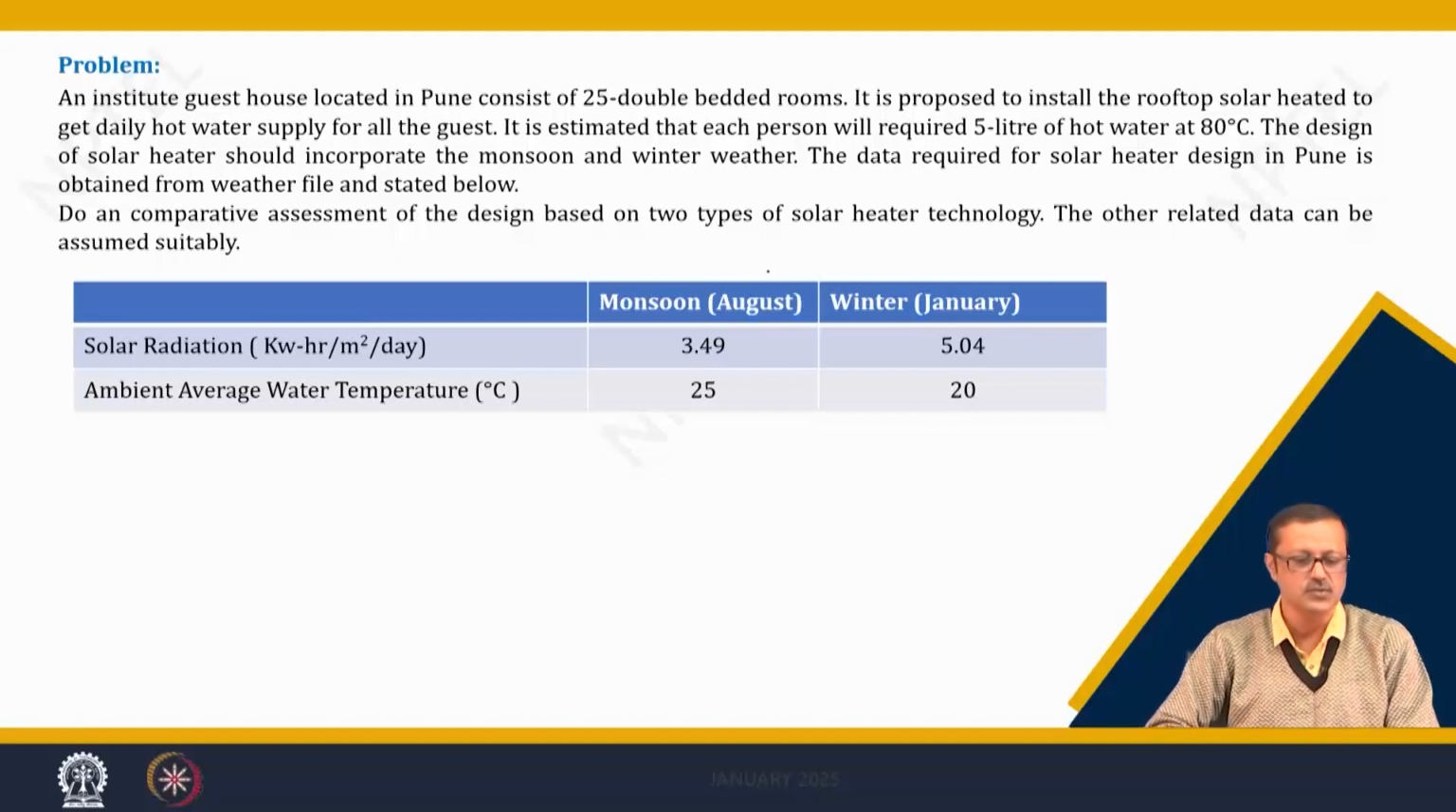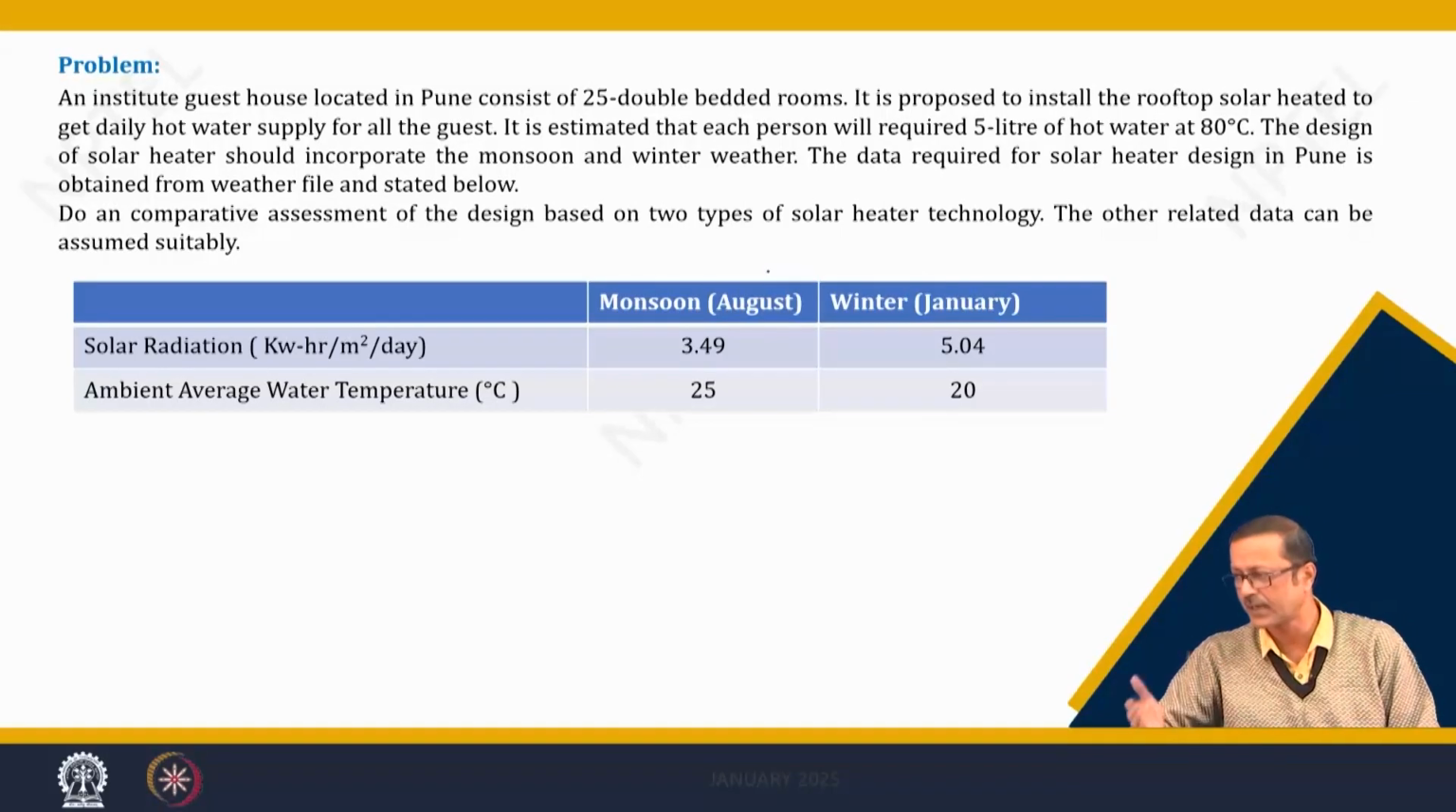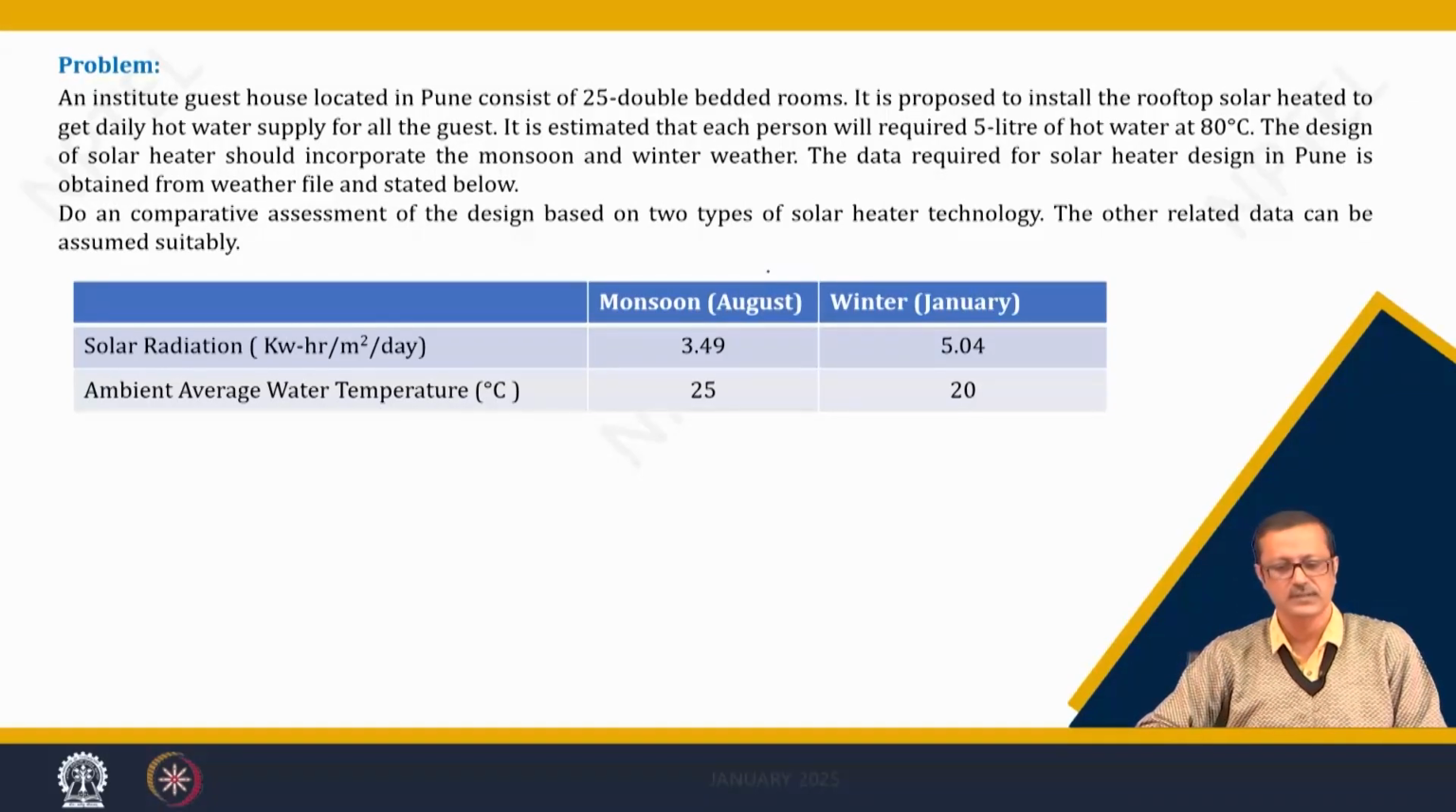I have an institute guest house located in Pune, and it has 25 double bedded rooms, and I have to install a solar rooftop heating arrangement to get daily water supply for all my guests. It is estimated that each person will require almost 5 liter of hot water at 80 degree centigrade. So, I am going to supply 5 liter of water per person for this guest house at a temperature of 80 degree, right.